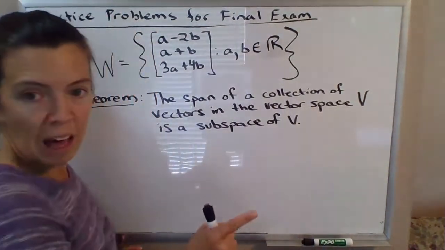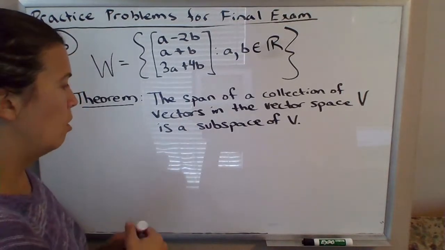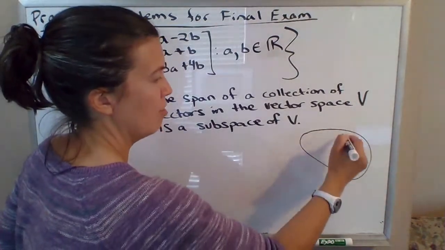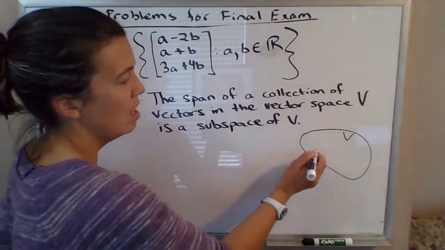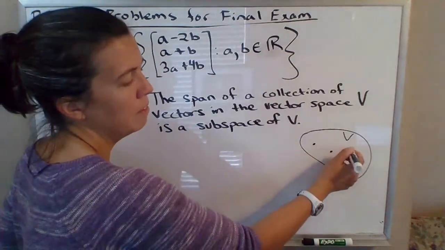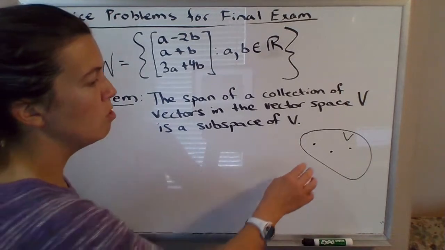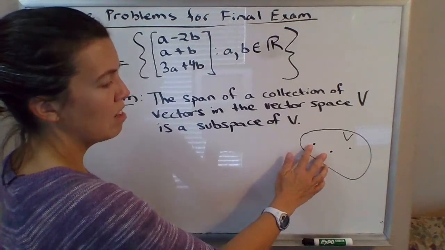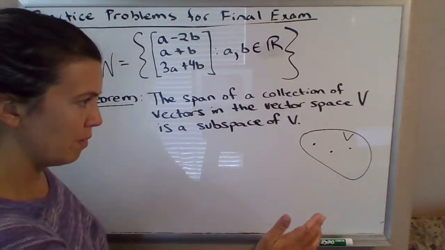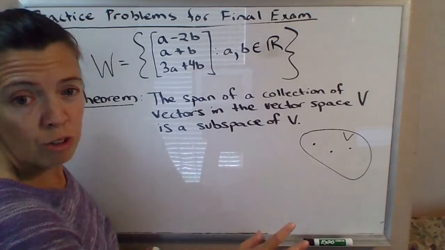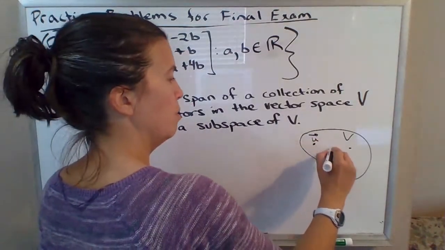The justification of this theorem is this. Let's say here's our vector space V. We already know that V satisfies those 10 axioms of the vector space. Let's take 3 of those vectors, and 3 is just a random number here. Suppose we take the span of a few particular vectors within that vector space. Is the span of those vectors a subspace? Let's say these are U, V, and W.